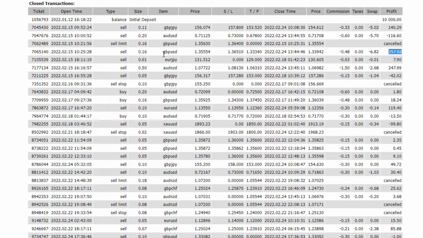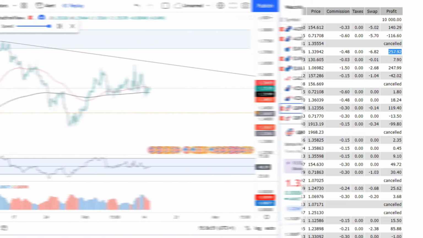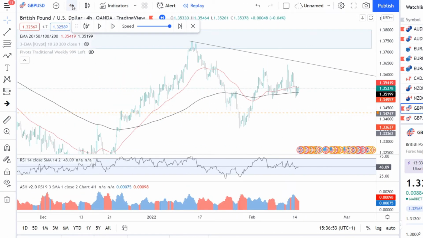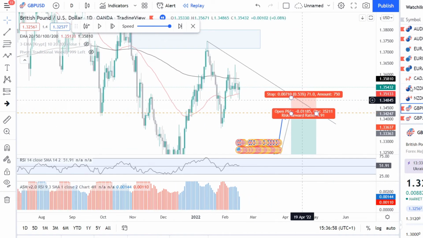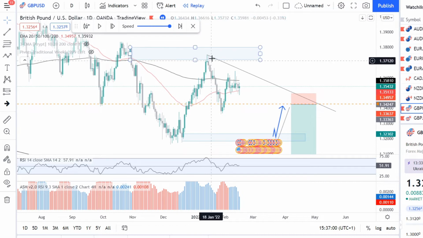Let me show you the GBPUSD trade and why I took it. Alright, so this was GBPUSD at the time. Let me show you the daily. What did I see over here? I saw that it went to the upside. It has hit our daily demand zone.